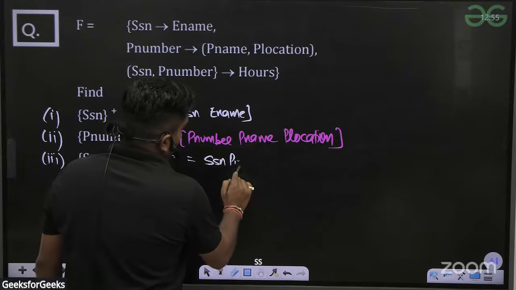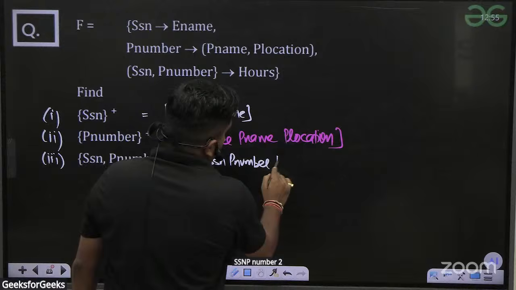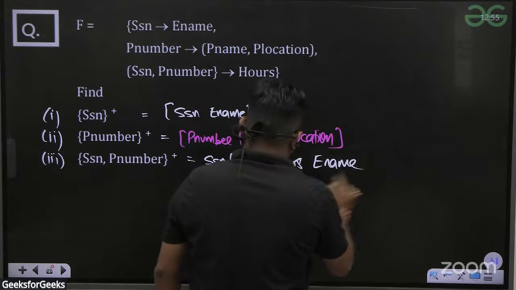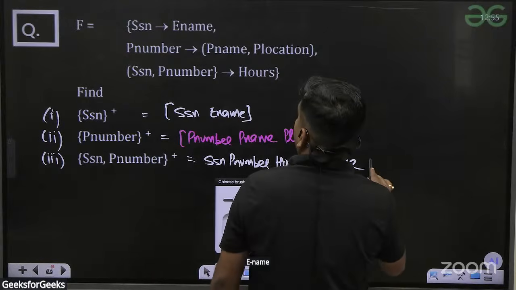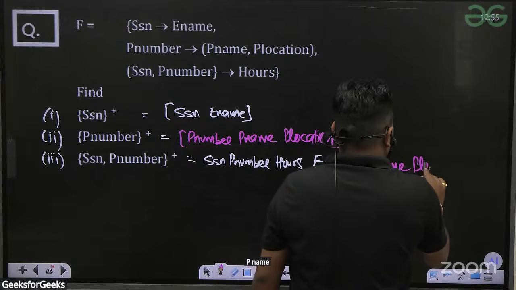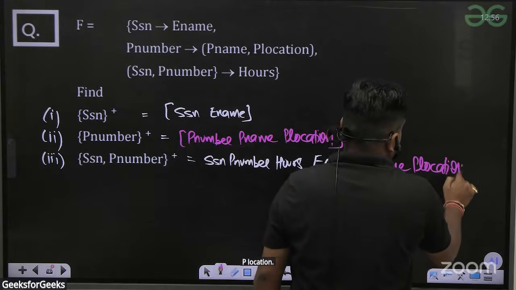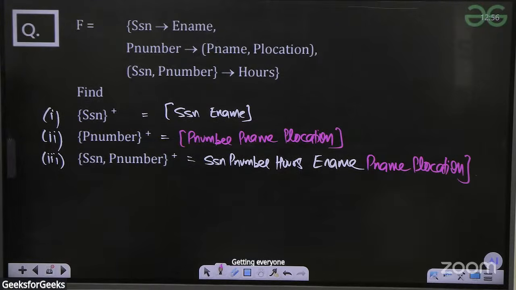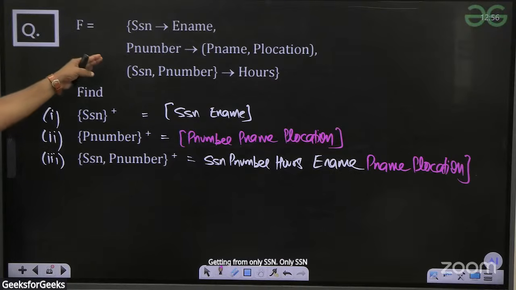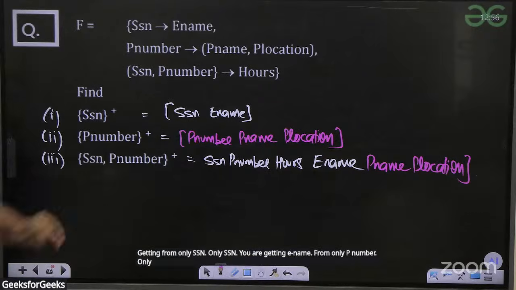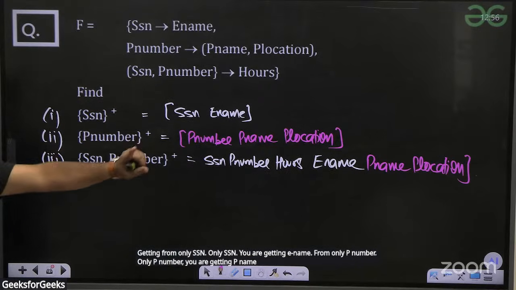SSN, P number 2, hours, E name and P name, P location. Hope you are getting it. Everyone getting? From only SSN, you are getting E name. From only P number, you are getting P name and P location.